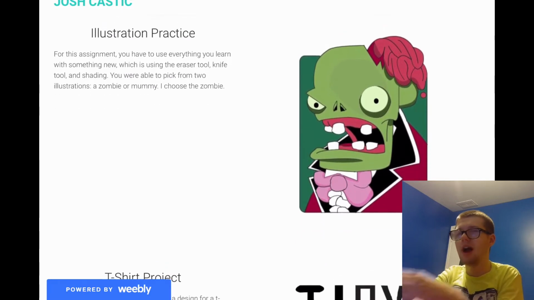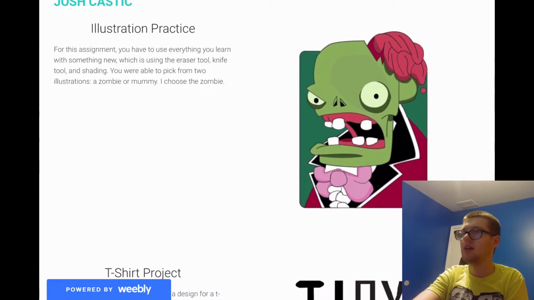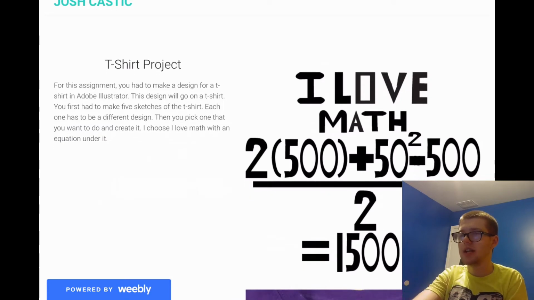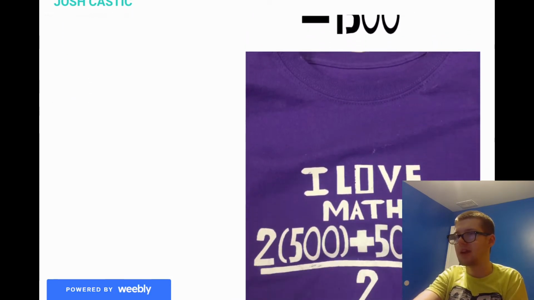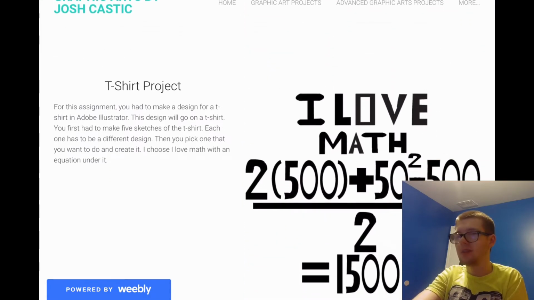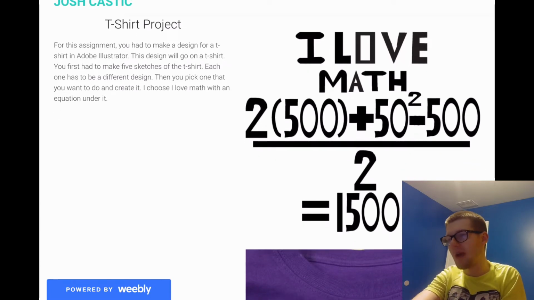Like I said, we got to pick which one out of four to do for the illustration practice. I did the zombie one here. This was the T-shirt. I didn't really like the T-shirt after I was making it, so I never wore it. But this math is real. This is actually how you do math.